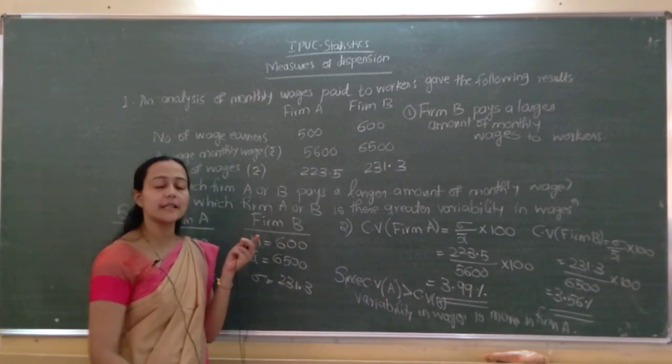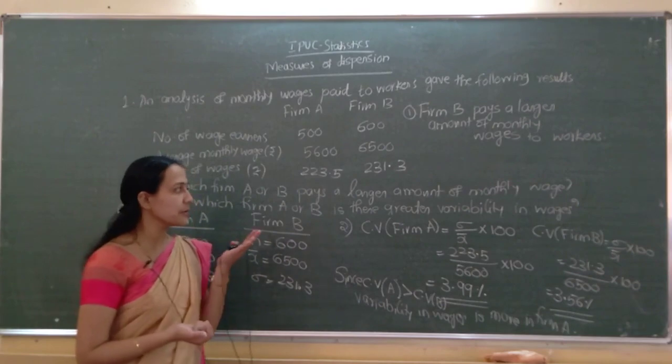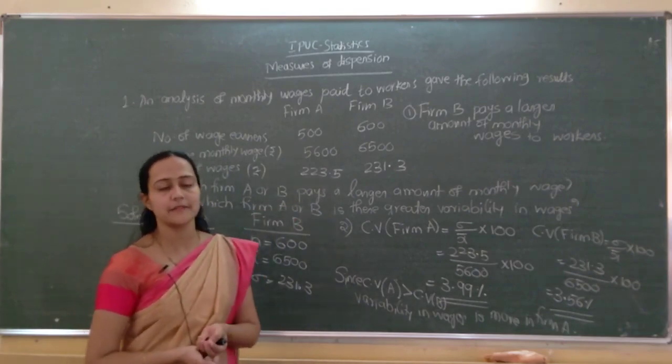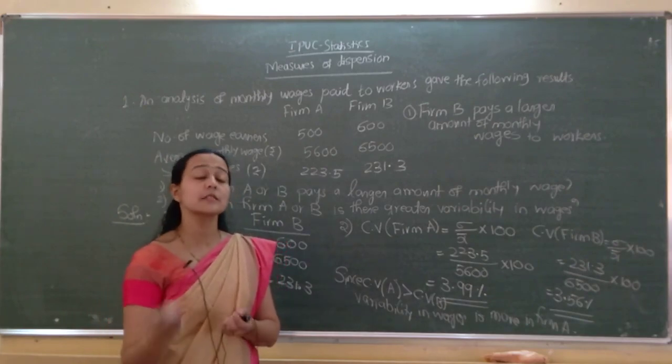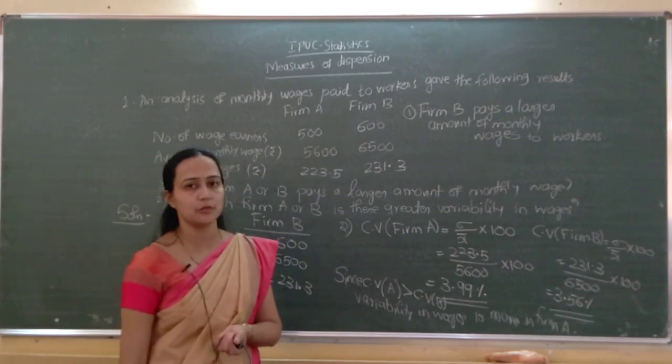In such problems, everything is directly given. In the first question, what we have to compute is the total monthly wage. Total monthly wage is n into x bar. So which one is more? There they pay a larger amount of it.